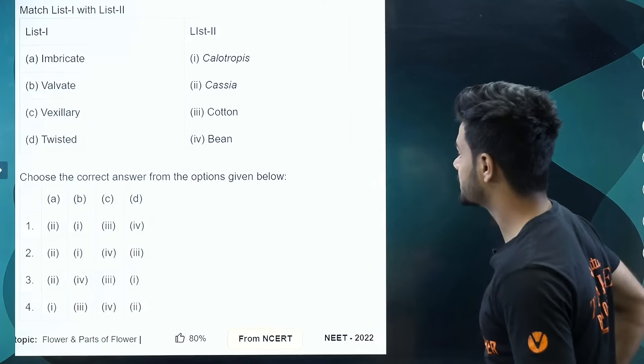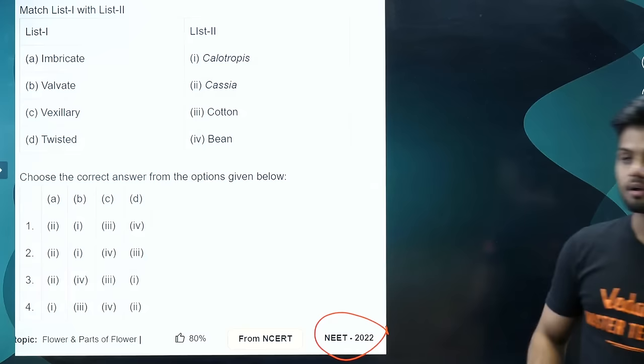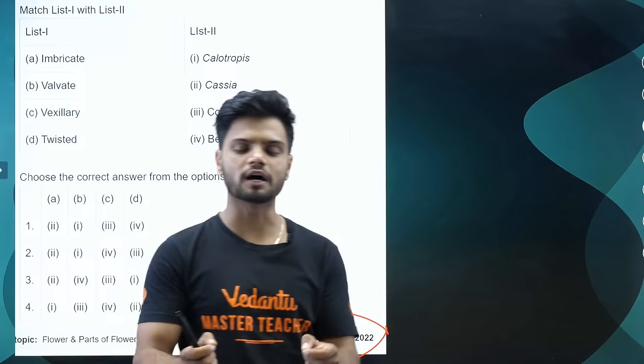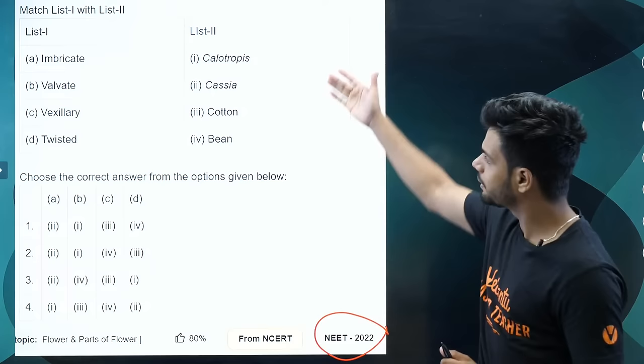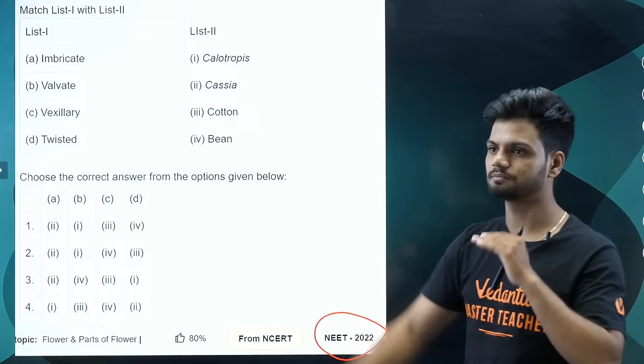Go. All of you are aware that in this chapter, morphology of flowering plants, the most important part is going to be your examples. If you don't remember the examples, gone. Take your time and answer this question.